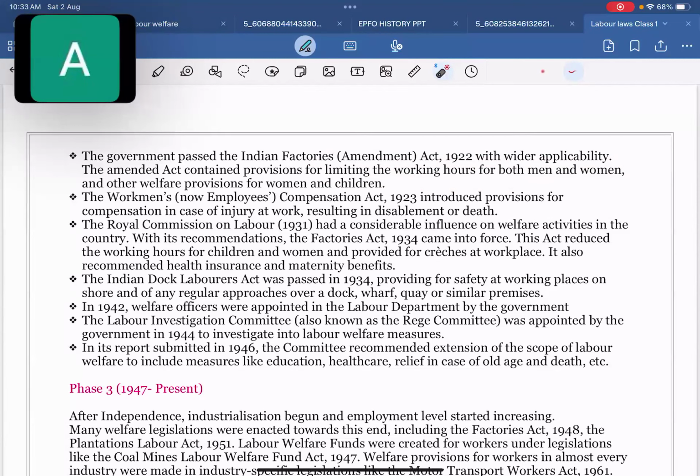So this is the question. This is the point from where a question can arise. How? They will ask in which phase, right? The Amendment Act contained provision for limiting the working hours for both men and women, and other welfare provisions for women and children. So the answer will be the second phase, which is of 1900 to 1947. Got my point?